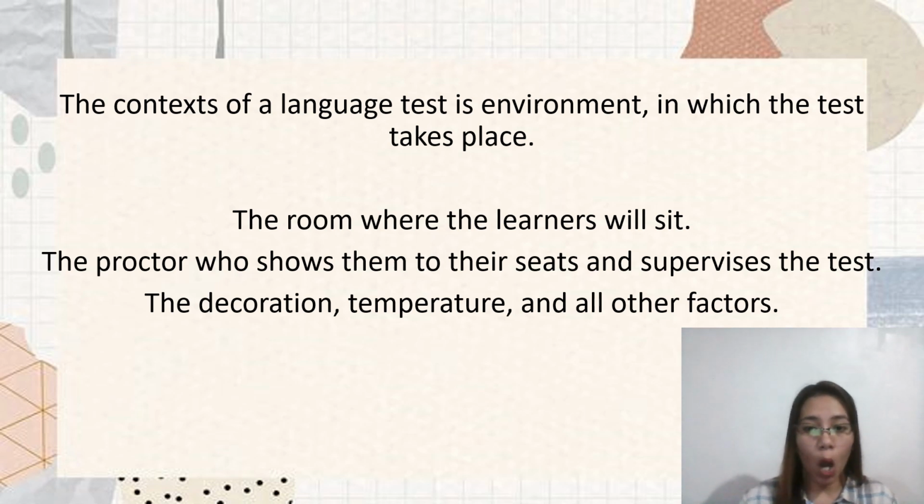First, the room where the learners will sit. The second is the proctor who shows them to their seats and supervises the test, and the decoration, temperature, and all other factors. So all of these factors are assumed to be irrelevant to the test itself. But if any of these factors become salient in testing the context, we would suspect that there is something wrong.